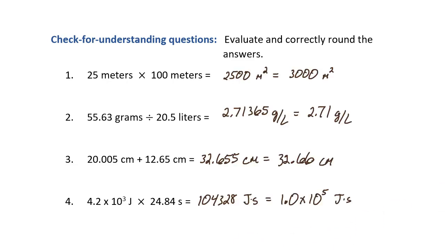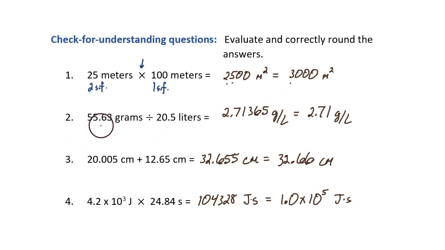Here are the solutions to the check for understanding questions. Question 1, 25 meters times 100 meters. This is a multiplication problem. When you round your answer, you need to think about significant figures. This first number has two significant figures. This measurement here has one significant figure because zeros on the right don't count unless they're after a decimal point. The final answer has to be rounded to have one significant figure. When you type it in, the answer on the calculator is 2,500 square meters. But that number has two significant figures. That's too many. So you need to round to 3,000 square meters.